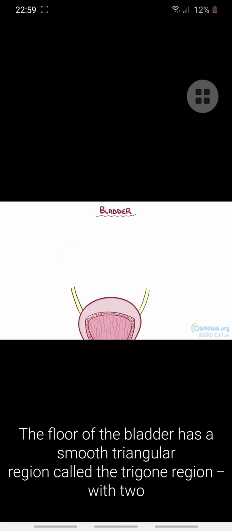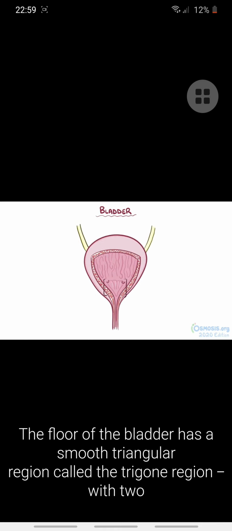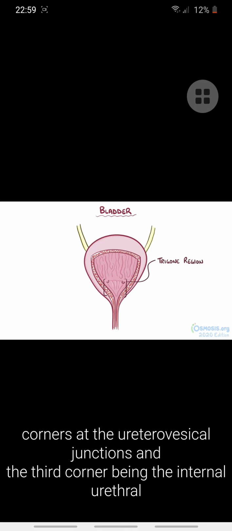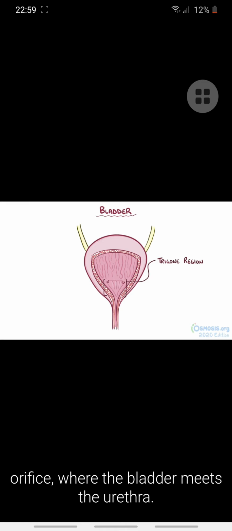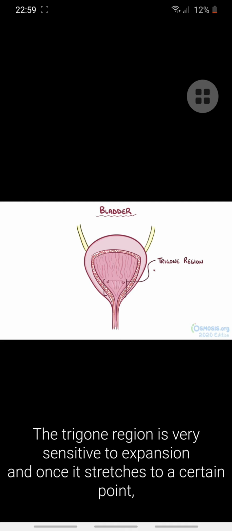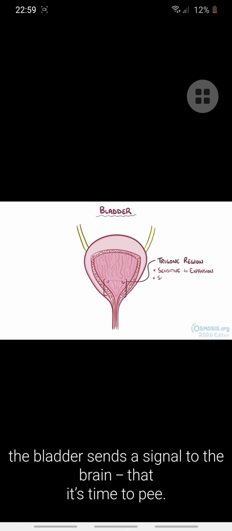The floor of the bladder has a smooth triangular region called the trigone, with two corners at the ureterovesical junctions, and the third corner being the internal urethral orifice, where the bladder meets the urethra. The trigone region is very sensitive to expansion, and once it stretches to a certain point, the bladder sends a signal to the brain that it's time to pee.